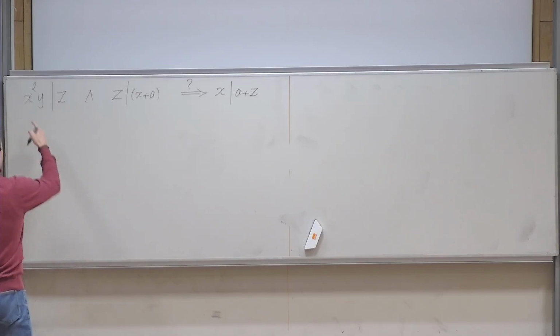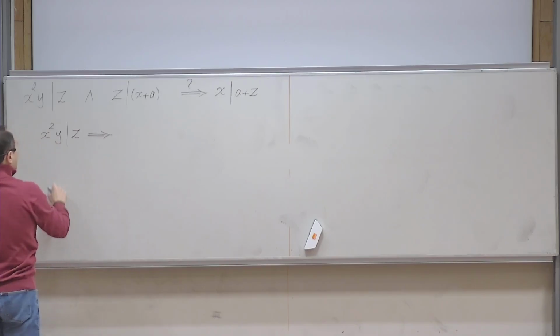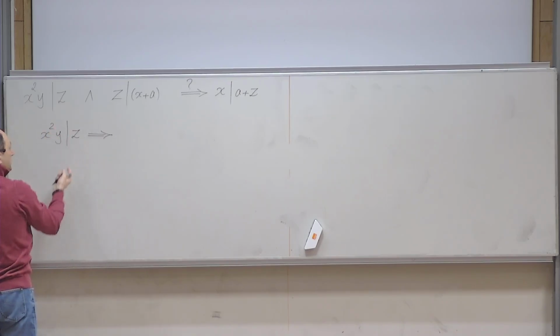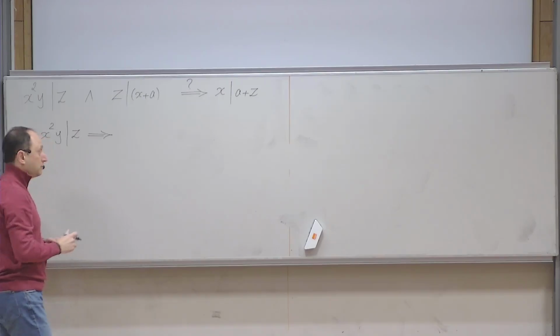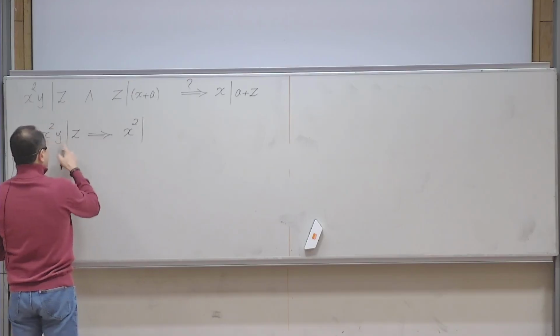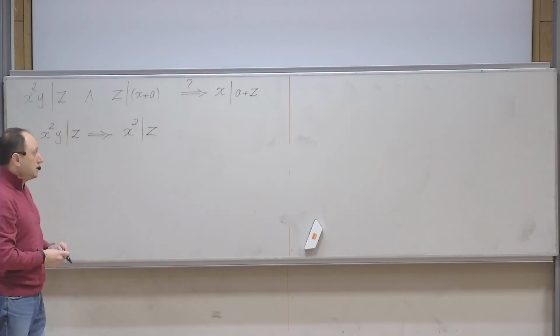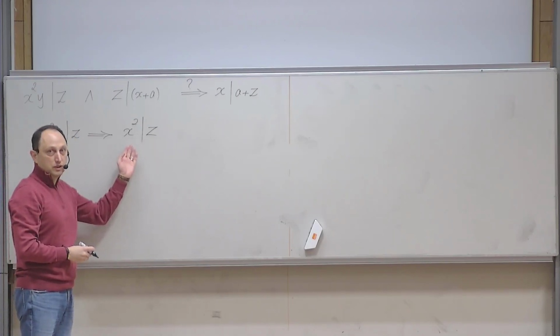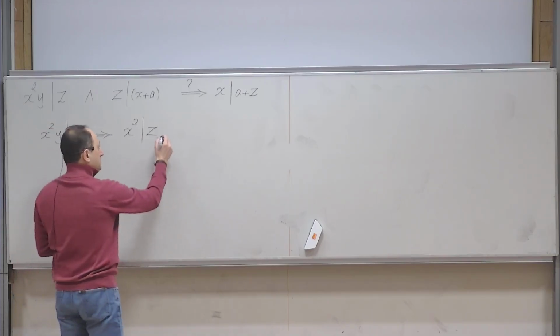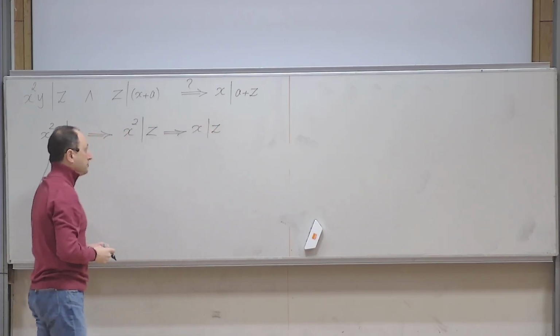So from here, you know that x squared y divides z. So from here, I can conclude that x squared divides z. I can conclude that y divides z based on the theorem that we had before. So here, for example, I can consider that x squared divides z. And again, x squared is x times x. If z is divisible by x squared, it is clearly divisible by x itself. So I can conclude that x divides z.